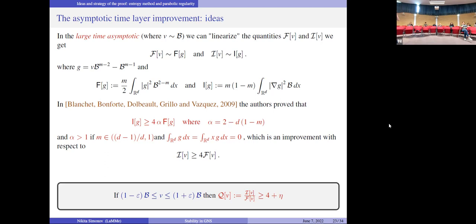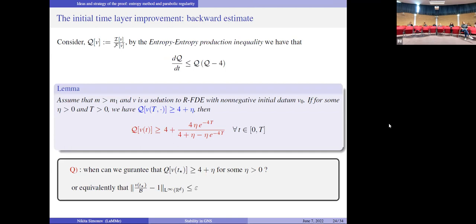Basically, this slide tells us that whenever we can find a control like this, then we can improve our quotient E over E of V over F of V. When we have improved our quotient, we take use of this differential inequality and say that if we improve our quotient at a certain time t by a factor eta, then we can come back and say that for any time our quotient was already improved by something which depends on eta and the time t at which we improved.